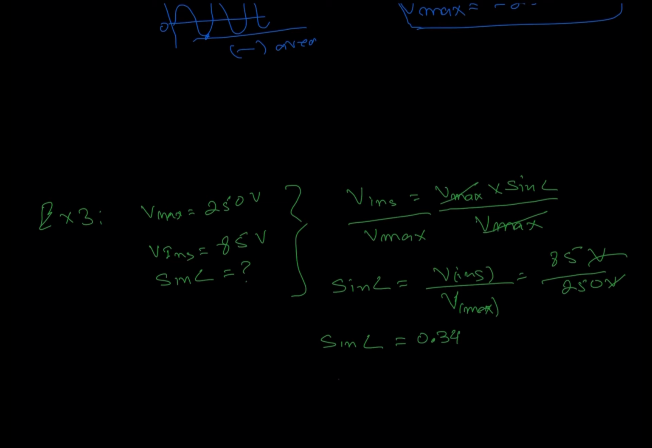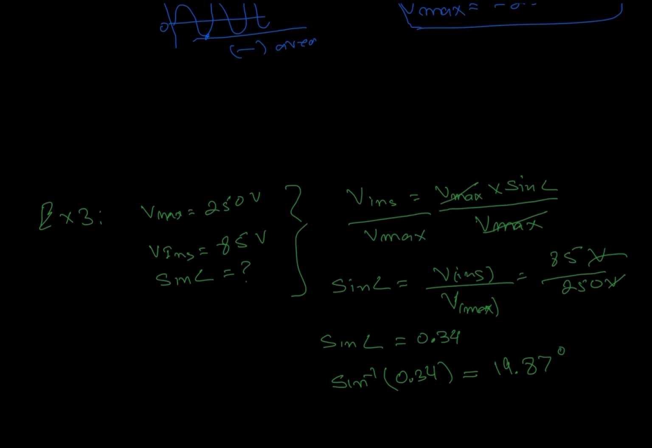So what you'll have to do in your calculator is inverse sine of 0.34. Punch that number in your calculator. You hit the shift button, then you hit the sine button, then enter the data and hit equal. It'll give you the rotation angle. It will be 19.87 degrees. So this is your angle.